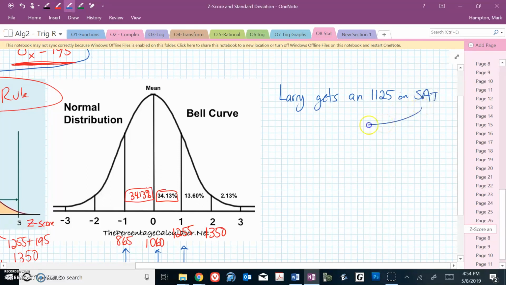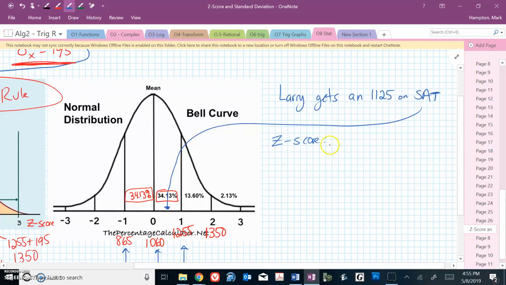Well, we can see where he fits. We can see that Larry fits someplace in this region. He's somewhere between 1060 and 1255. But we'd like to know exactly where he is and what number of students he scored better than. So we need to find the z-score for Larry.